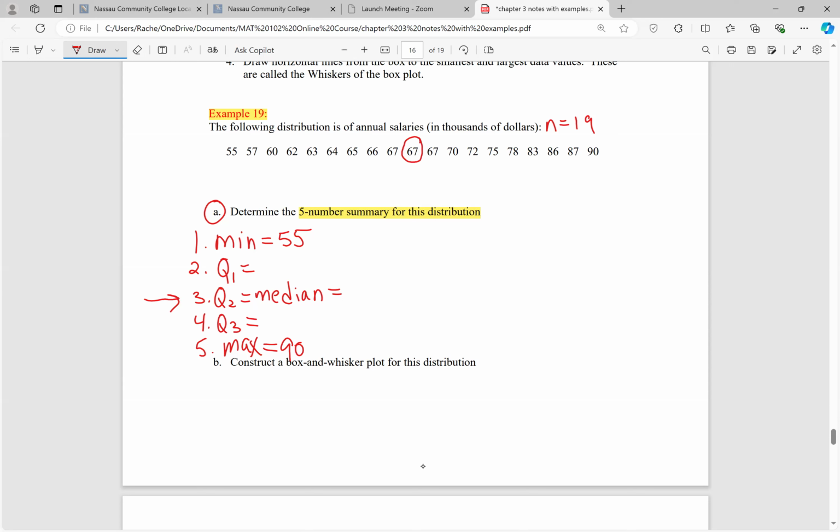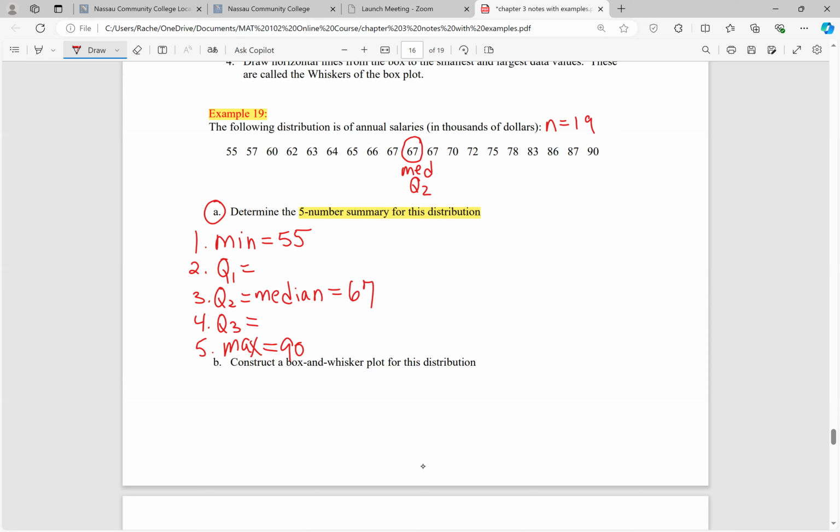Because to the left of 67 is going to be 1, 2, 3, 4, 5, 6, 7, 8, 9 data values, and to the right of 67 we're going to have 1, 2, 3, 4, 5, 6, 7, 8, 9. So 67 is the median, which is also the same thing as the second quartile. So Q2 is equal to 67,000.